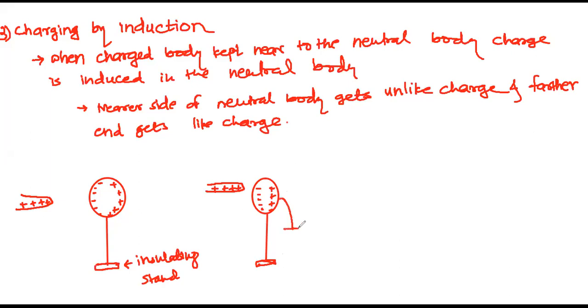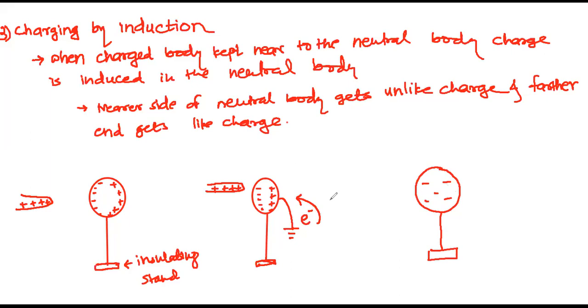This side is negative and this side is positive. When I ground this part to the earth, that is 0 volt, what happens? Electrons will flow from ground to this side, and hence these positive ions will get neutralized. After that your body will be only a negatively charged body. Understand? So like that we can charge the body by the method of induction.